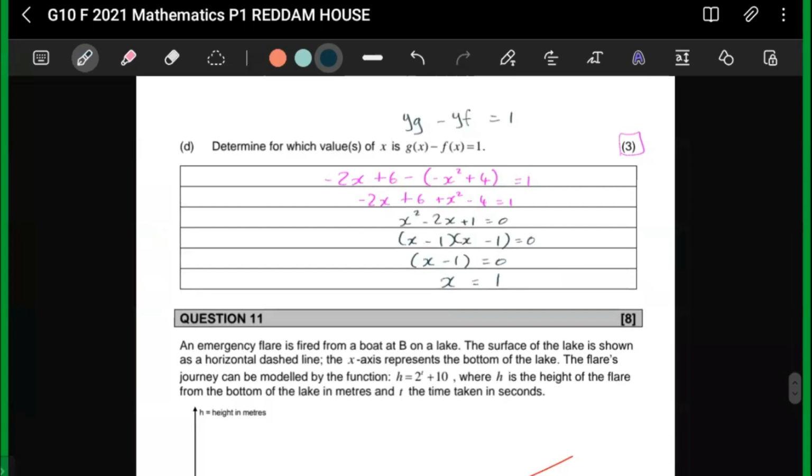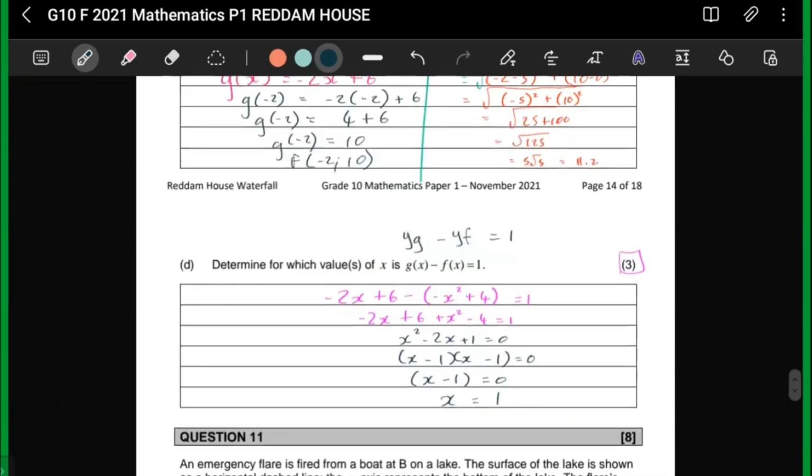You see, you don't overthink it. And you also just want to have a method and a system that you know works all the time. So let's move on to question 11.